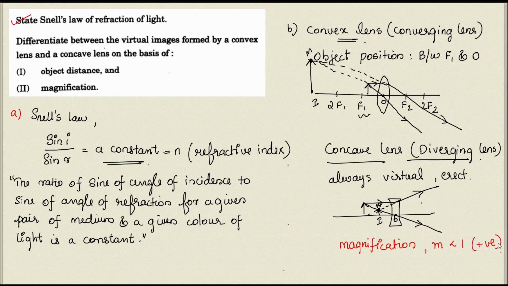Magnification will be less than 1 and positive for a concave lens, whereas for a convex lens, magnification will be greater than 1 and it will be positive in this case. Why? Because it is giving an erect image above the principal axis. It is also enlarged. So the image size will be greater than the object size in a convex lens, and in a concave lens, the image size is less than the object size. So that's how you will represent the virtual images of convex lens and concave lens.